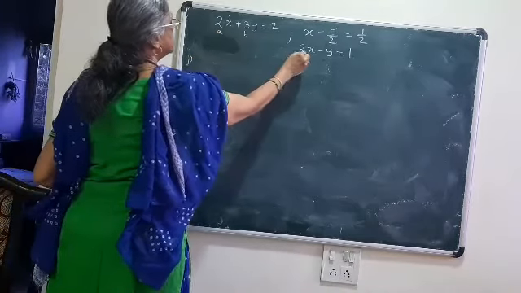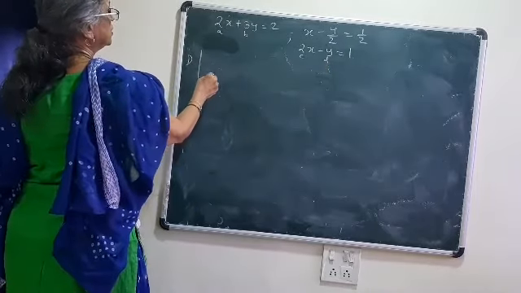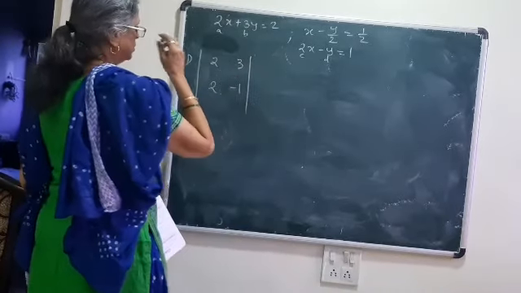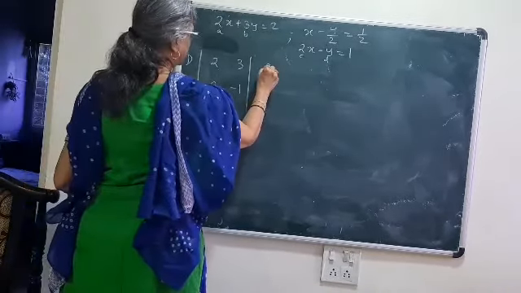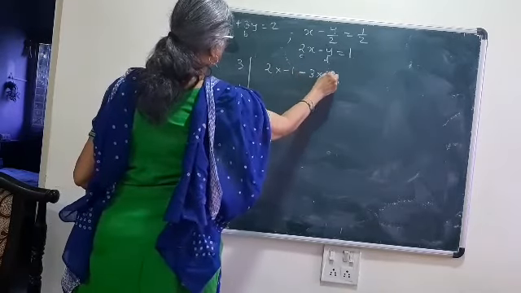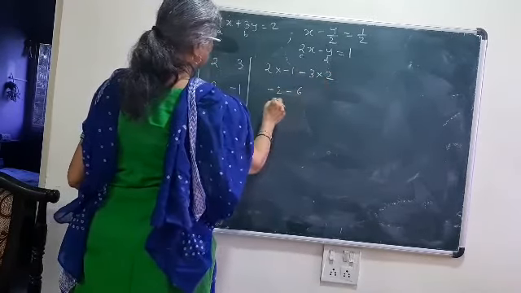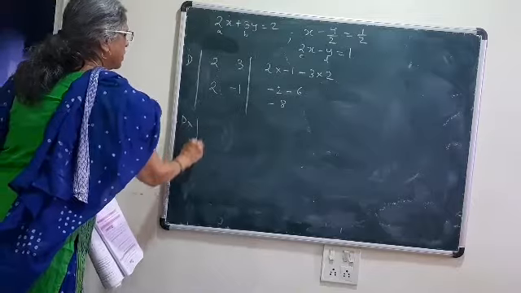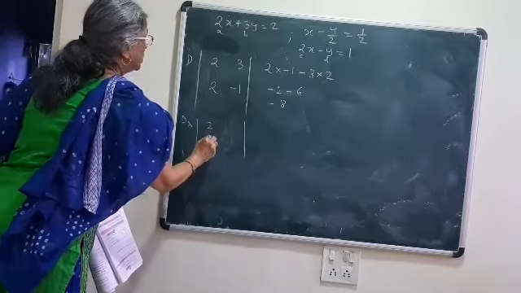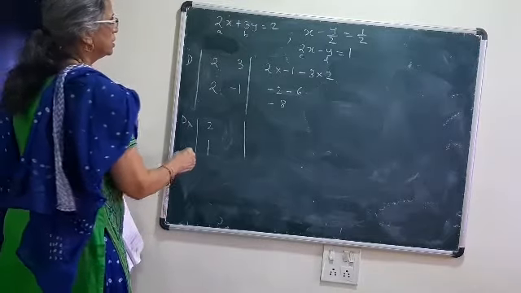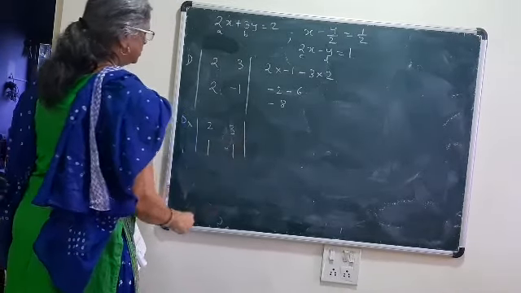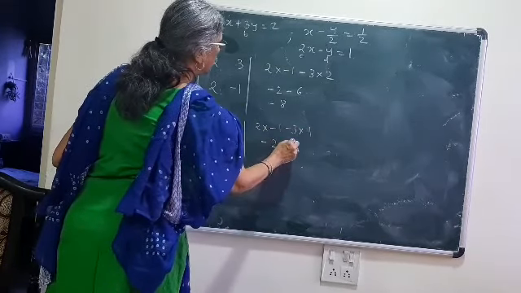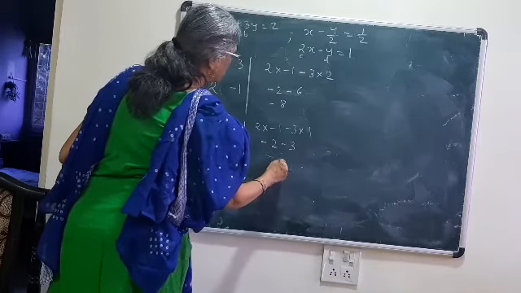So now we can find out the value of d. So this is A, B, C and D. So 2, 3, 2, minus 1. So 2 into minus 1 minus 3 into 2. So minus 2 minus 6. So that will give you minus 8. Then for dx we are writing the constant term first, that is 2 and 1. Then coefficient of y we are writing, 3 and minus 1. So 2 into minus 1 minus 3 into 1. So minus 2 minus 3, that will give you minus 5.